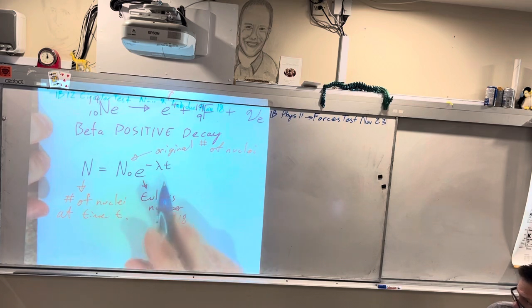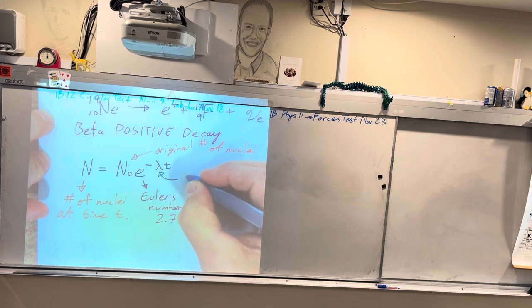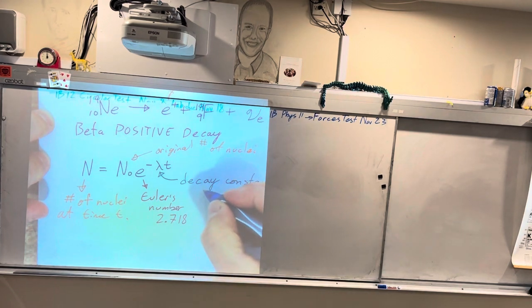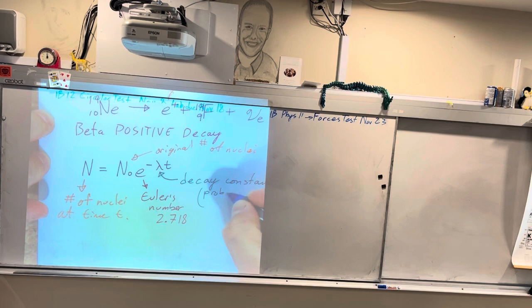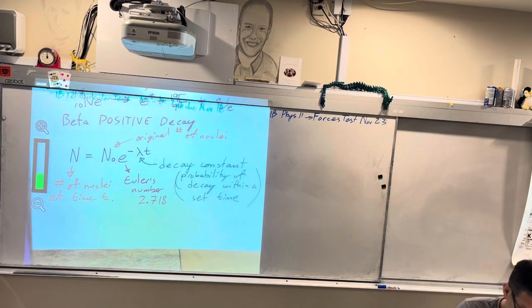These little symbols are very important. T is just time, but lambda is the decay constant. This is the probability of decay within a set time. And of course, this is just time.